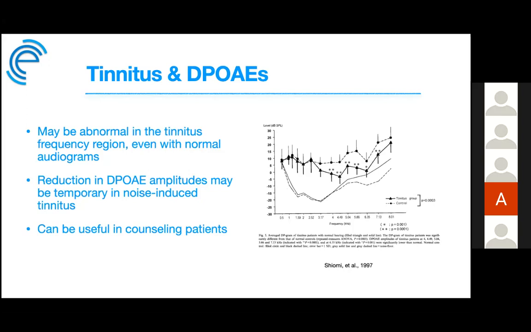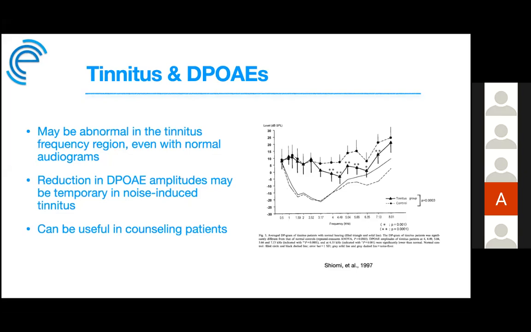As you can see in this graph, taken from the Shiomi study in 1997, it showed that the DP-gram of the normal hearing tinnitus group was significantly different from those of the normal group, the people without tinnitus. There was a significant decrease over the 4,000 to 7,000 hertz range.